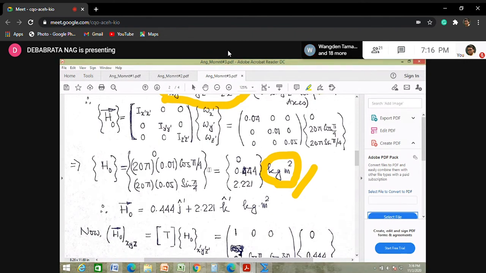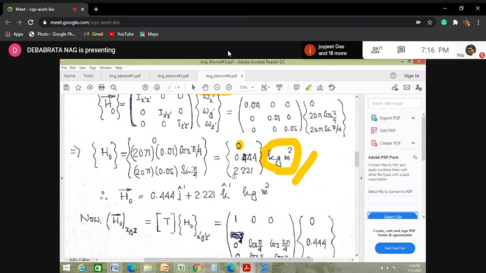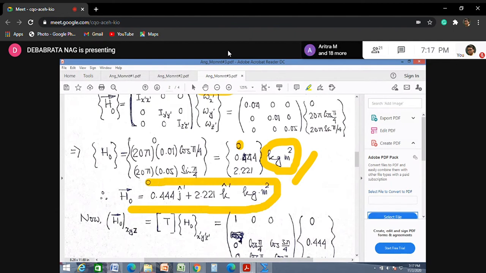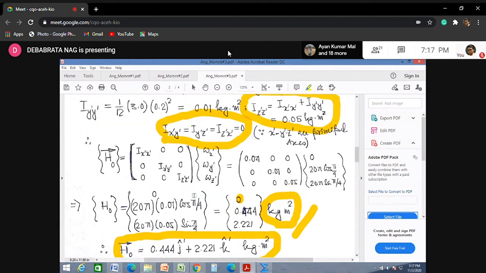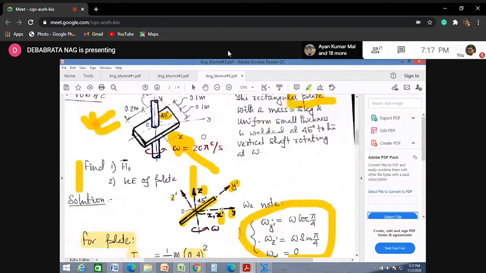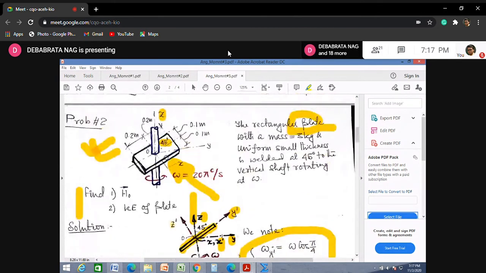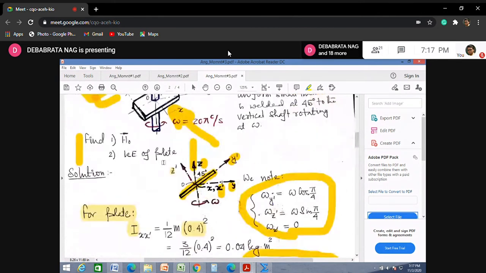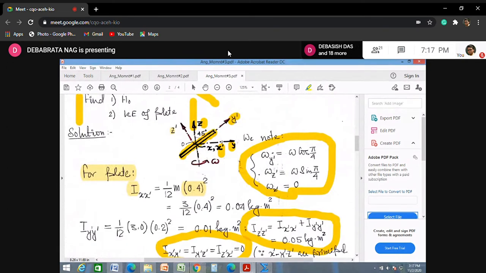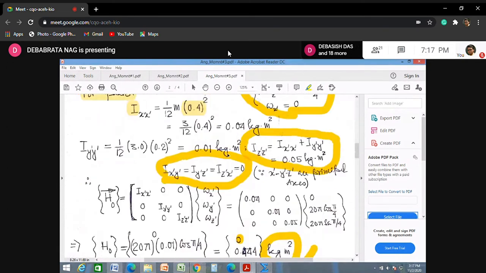Now it clearly shows that your x component is 0, so it does not have any x dash component, so to say. So this is your angular momentum vector expressed in terms of x dash, y dash and z dash axis. But you remember that we have been told to find it with respect to the x, y and z axis, correct?